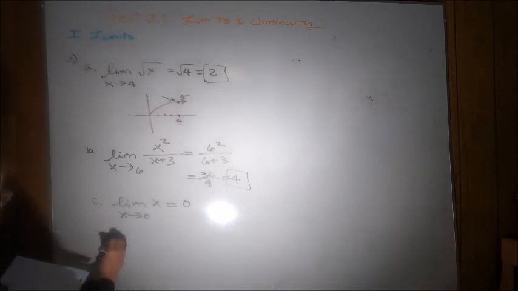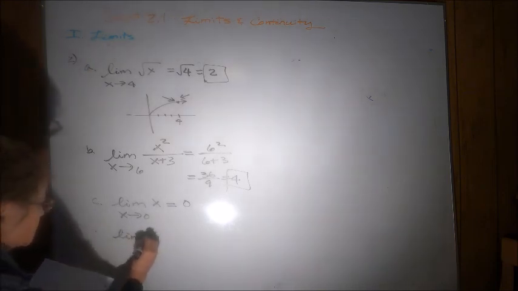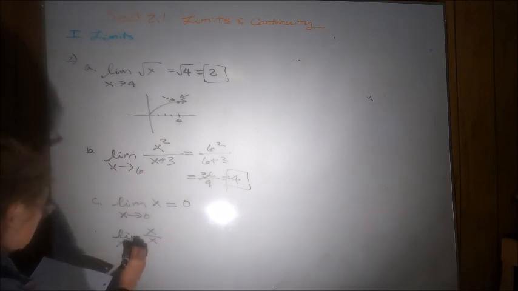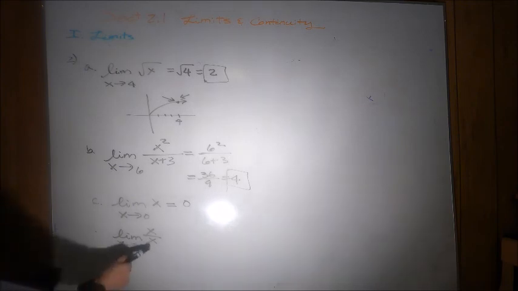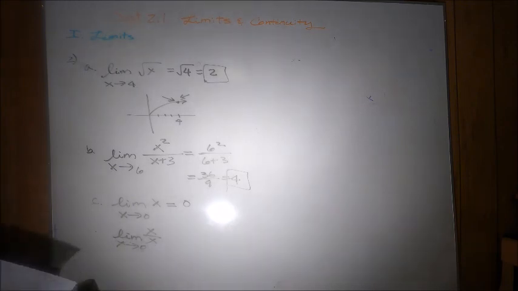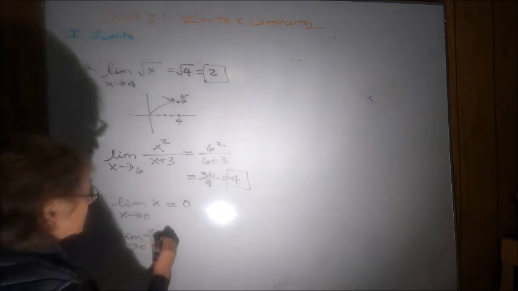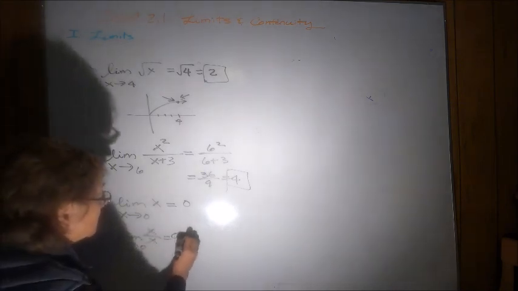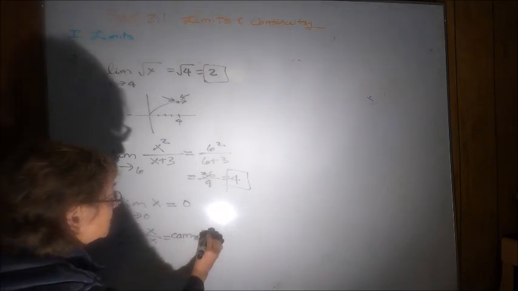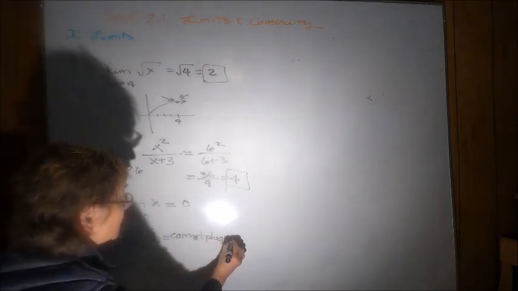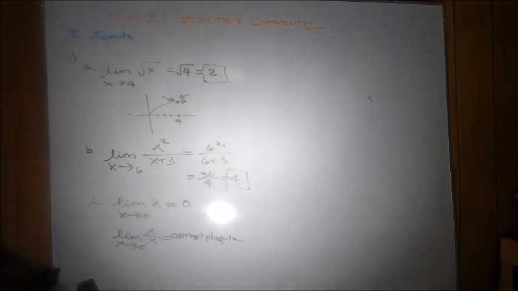So that would be 0. And if I have the limit of x over x, x to 0, can we plug in? Because the denominator cannot be 0, so you cannot plug in, right? So we cannot plug in. Then what can we do?